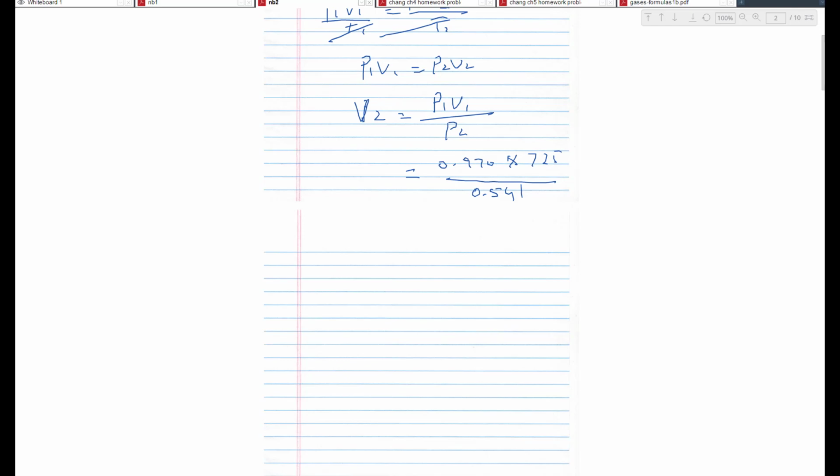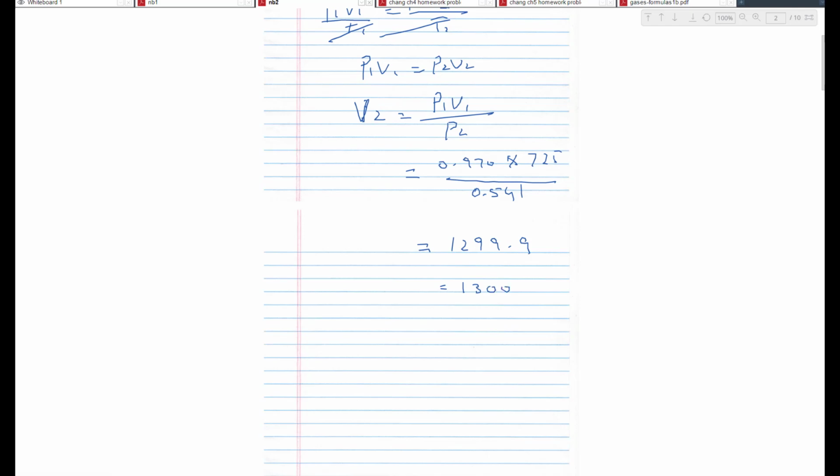All right, 725 times 0.970 over 0.541. I'm getting 1299.907. Let's see how many significant figures they are using. 3. So let's give the answer with 3 significant figures. First I'm writing it as it is. I want to keep only 3, so we can only do it like this, 1300.